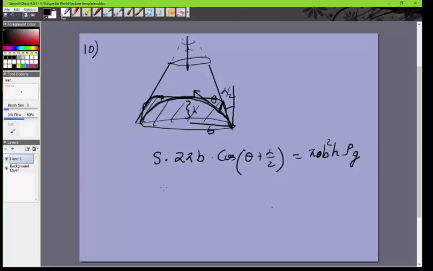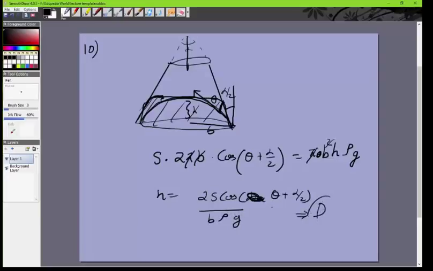get, you need the value of H. That will be, B cancels with this, so 2s cos of alpha plus cos of theta plus alpha by 2 by B rho g, which is option D. So the answer to this question is option D.